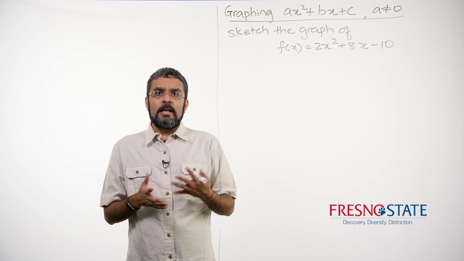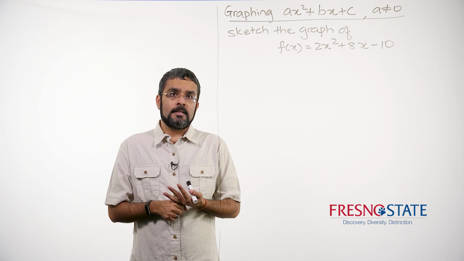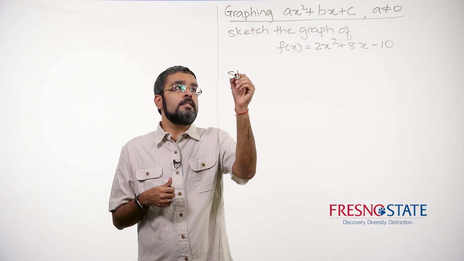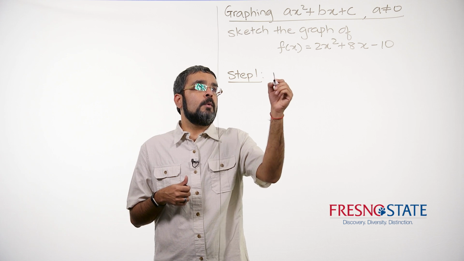Okay. So again, what do we need for a parabola? Like I said, we need to know what the vertex is. So first thing obviously we need to do is go ahead and find the vertex. So that'll be step one, find the vertex.